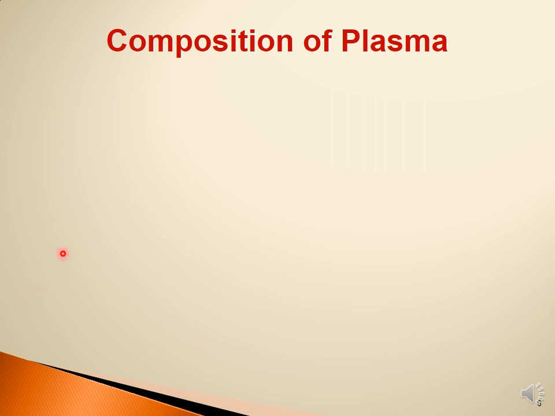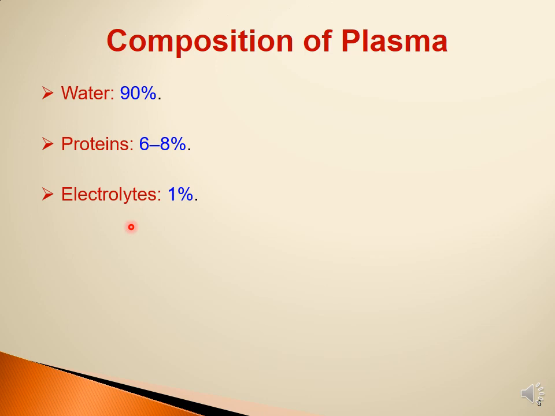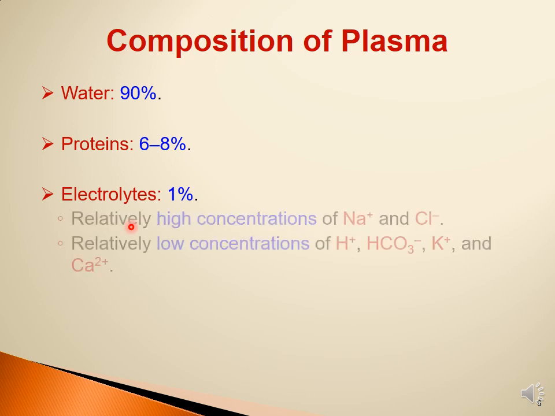The plasma, which is an important component of blood, is composed mainly of water. 90% of the plasma is water, and another important component of the plasma are proteins, and we call them the plasma proteins, and they represent 6 to 8% of the plasma volume. Then we have about 1% of different electrolytes, mainly in the form of sodium and chloride, because these are the main ions that are present in the extracellular fluid, and plasma is one of the extracellular fluids.